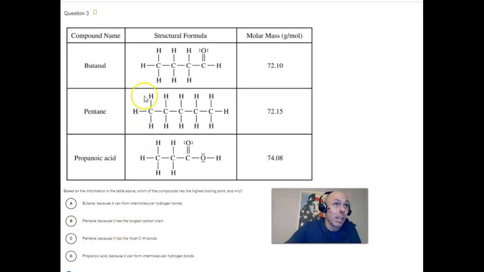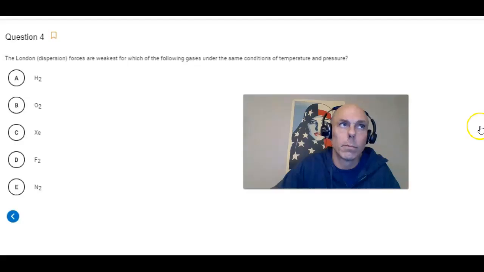Pentane does have the longest carbon chain, but that isn't going to make it have a higher boiling point. In fact, it's going to be a nonpolar molecule and would have the lowest boiling point of all of these. Pentane, because it has the most CH bonds? No, that is not relevant. It is D, as we know, because this can form hydrogen bonds, the strongest type of intermolecular force, other than ion-dipole, but that's not technically intermolecular, because the H in this one is directly bonded to the O. So it is D.